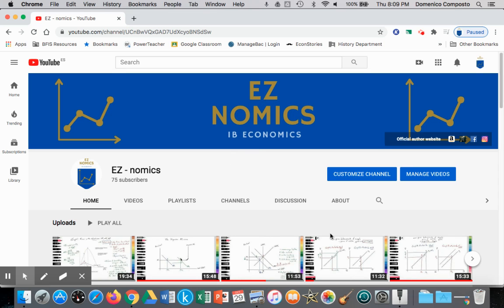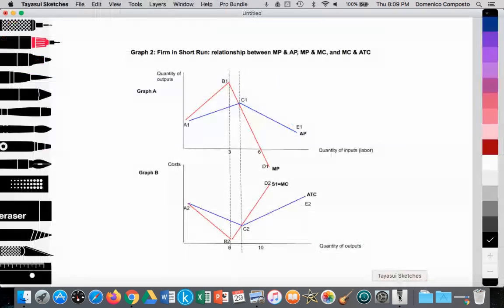Hello, this is Domenico again, and we're going to continue our discussion regarding the relationships between total product, marginal product, and average product curve. But in this case, looking at the relationship between the MP, AP, and the marginal cost of production and the average total costs of production.